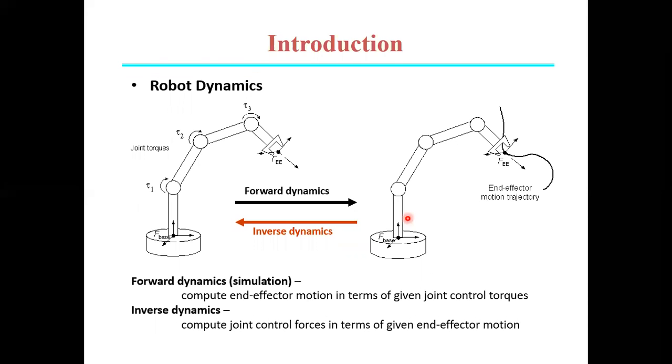Then we need to know robot dynamics. In forward dynamics, the input is the torque value of each joint, that is tau 1, tau 2, tau 3, and we need to calculate the force at the end effector. In inverse dynamics, they give the force value and we need to calculate the input torque. So forward dynamics means computing the end effector motion in terms of given joint control torques, and inverse dynamics means computing the joint control force in terms of given end effector motion.